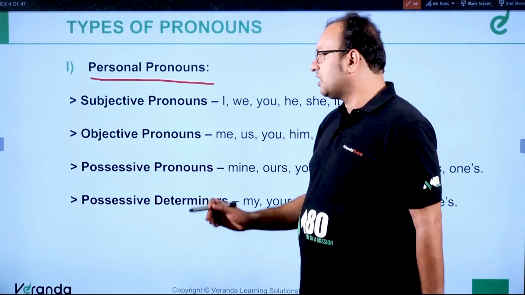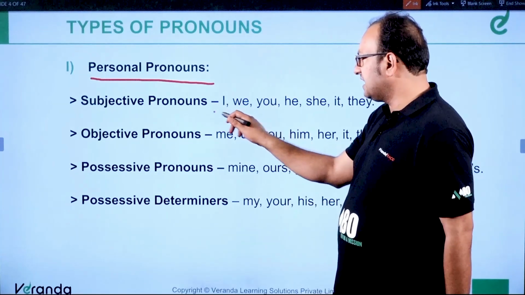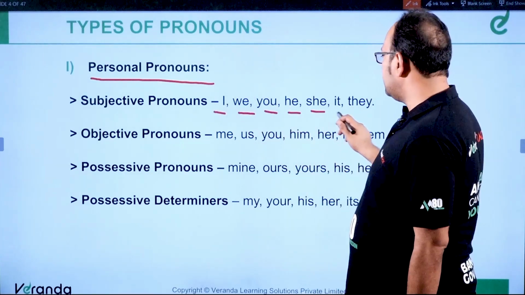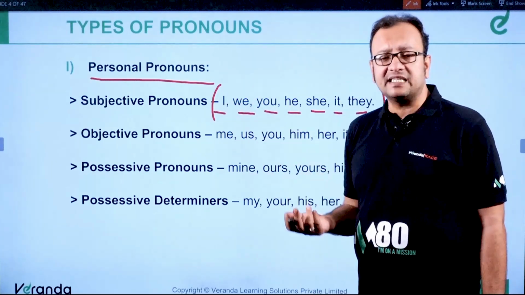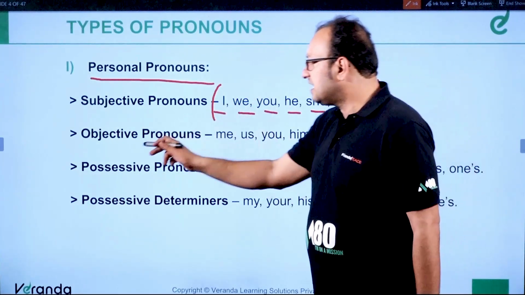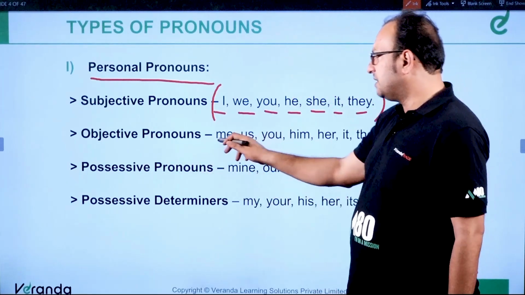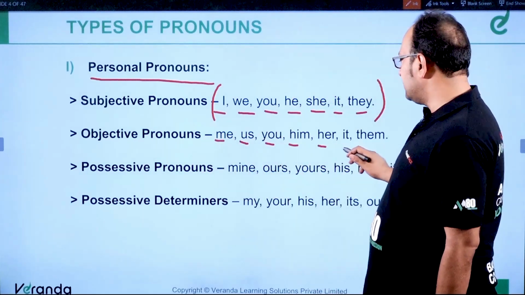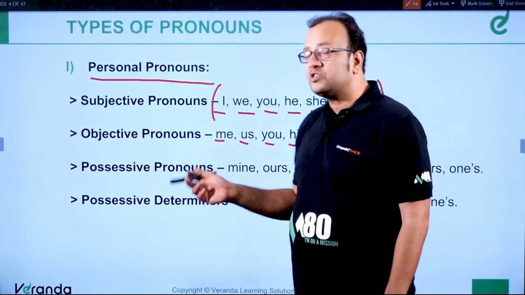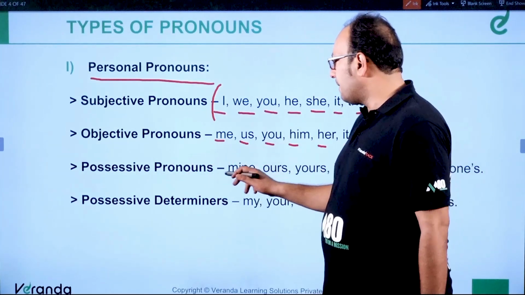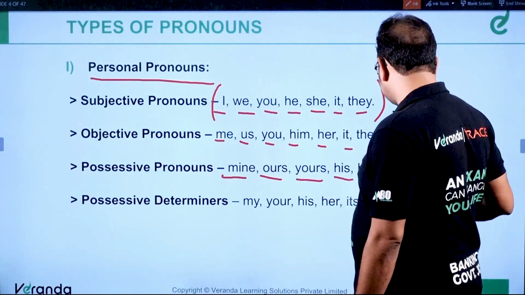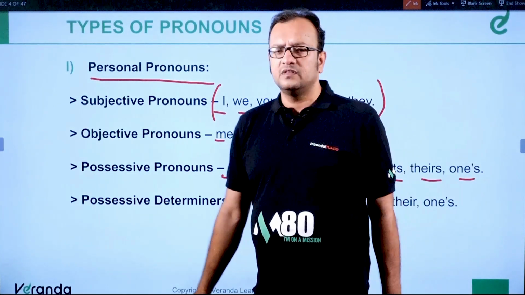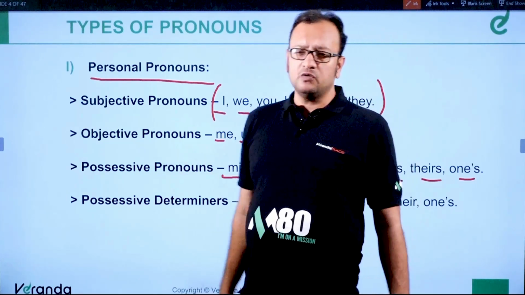If we talk about personal pronouns, they are subjective pronouns like I, we, you, he, she, it, they. These all are subjective personal pronouns. Then there are objective personal pronouns like me, us, you, him, her, it, them. Then there are possessive pronouns. What are possessive pronouns? Mine, ours, yours, his, hers, its, theirs, one's. These are possessive personal pronouns.